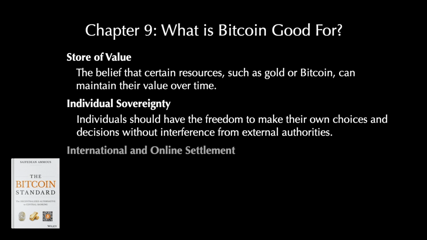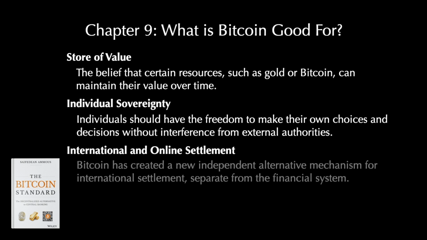International and online settlement. Bitcoin has created a new independent alternative mechanism for international settlement that operates separately from the traditional financial infrastructure. It allows individuals to send money without permission from anyone and without exposing their identity, and its decentralized nature makes it difficult for governments to confiscate.